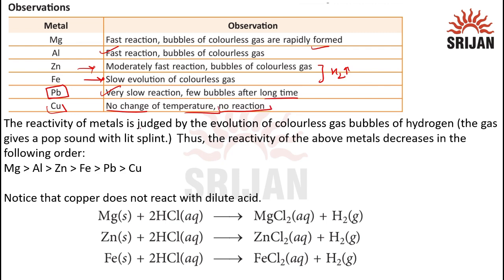The reactivity of a metal is judged by the evolution of colorless gas bubbles, that is hydrogen gas. Thus, the reactivity of the above metals decreases in the following order. The most reactive is magnesium, then aluminium, zinc, iron, lead, and then copper, which shows no reaction. Notice that copper does not react with dilute acids. Here, the salts formed are magnesium, zinc, and iron chloride, and hydrogen gas is evolved in all these cases, right?